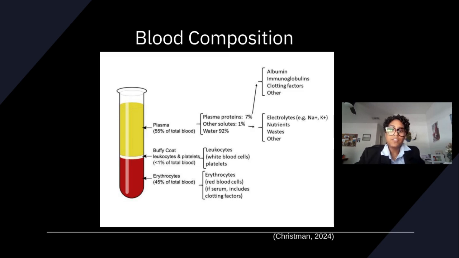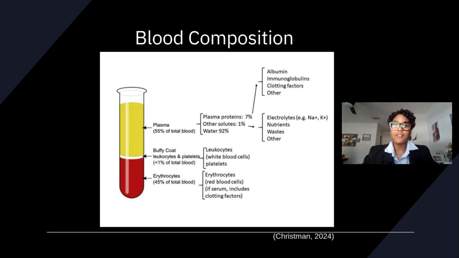And then we have the buffy coat. The buffy coat is less than 1% of the total blood. Of all of our blood, it's less than 1%. It is made up of leukocytes and platelets. Leukocytes are white blood cells, and platelets are fragments of cells.